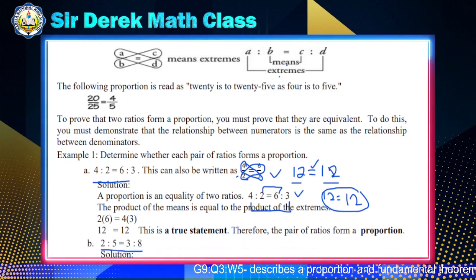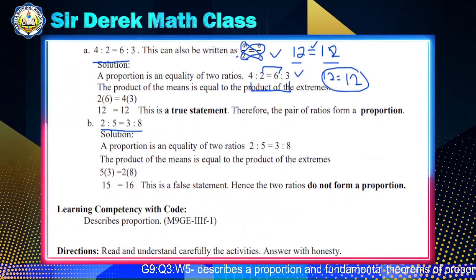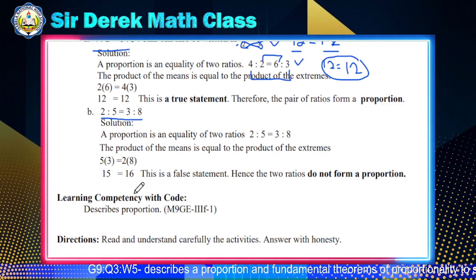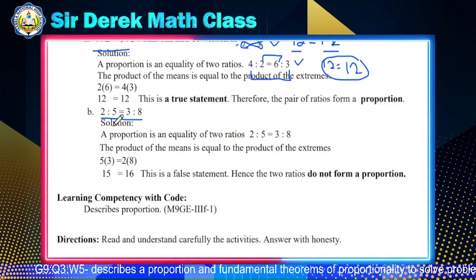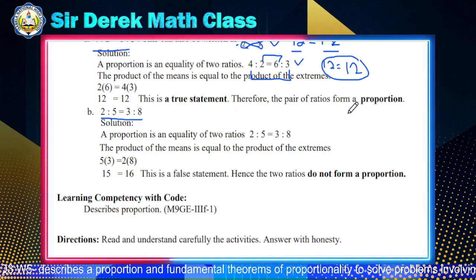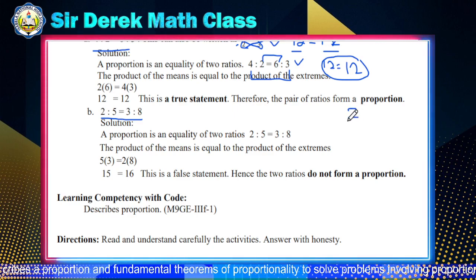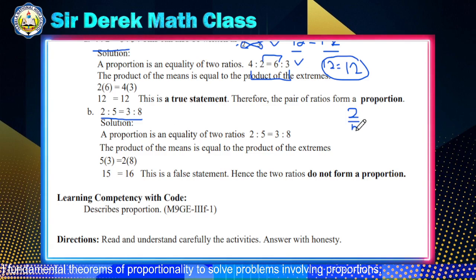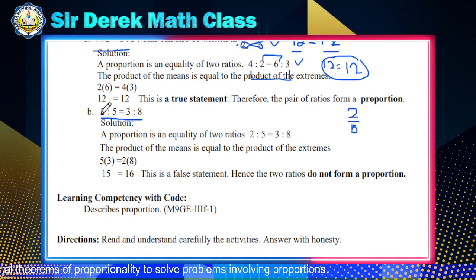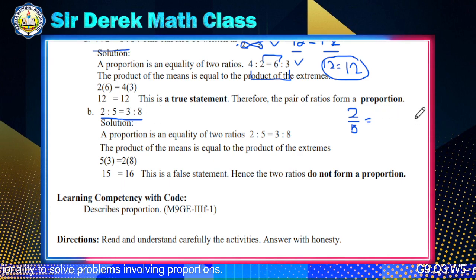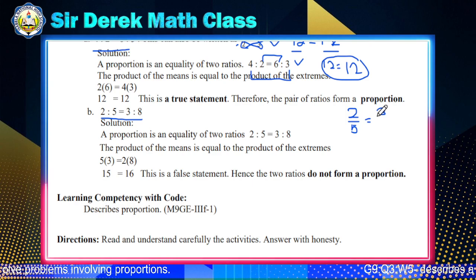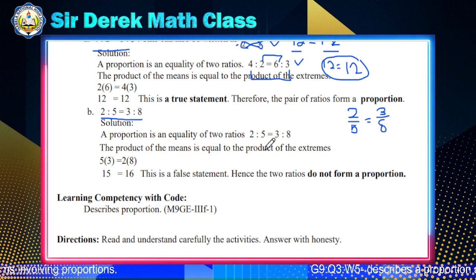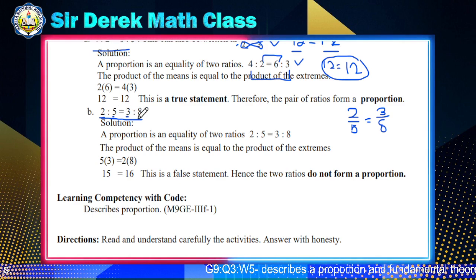Look at our letter B. Example, letter B. Okay. It is simplest when we transform that into a fraction. Again, in transforming a colon form into a fraction form, we just have to be consistent. 2 over 5 as 3 over 8. Take note, look again: the first number 2 is the numerator, and so is 3. 5 is the denominator, and 8 is the denominator.